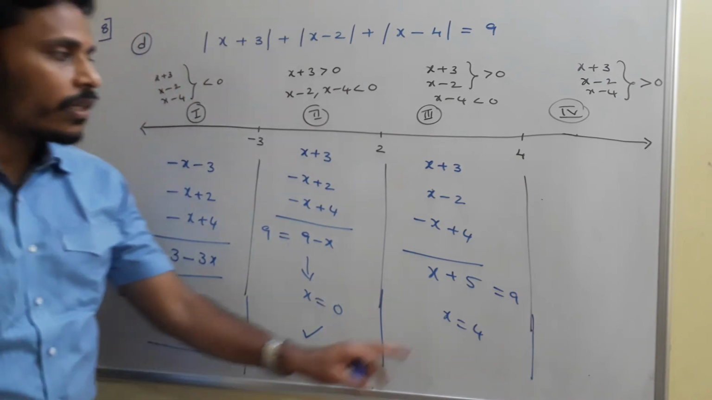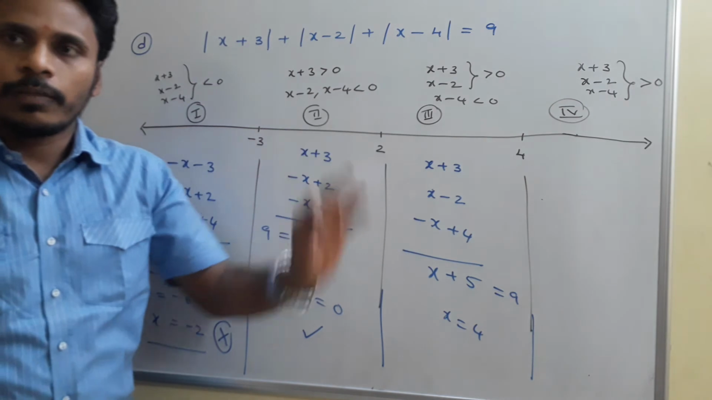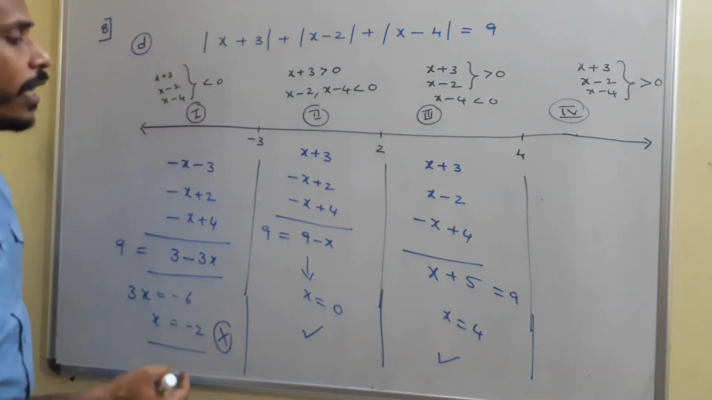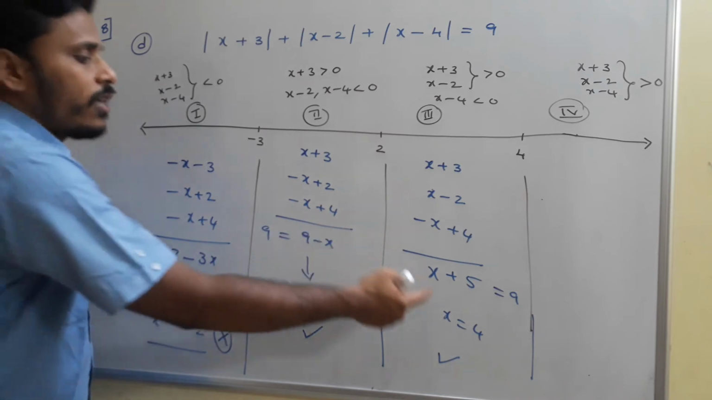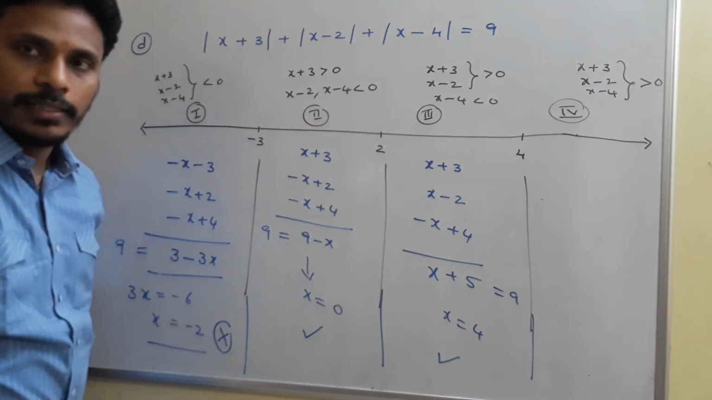We need to check whether this 4 is in this region or not. 4 is at the boundary, so we need to accept that boundary also. So x is equal to 4 is a solution. And if you have any more doubt, just replace x equals 4 in the problem. If it satisfies, that's the answer.